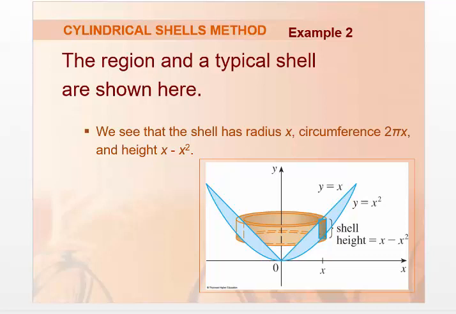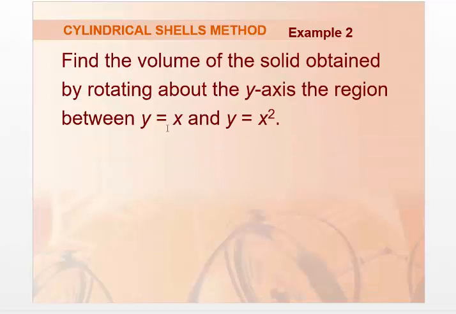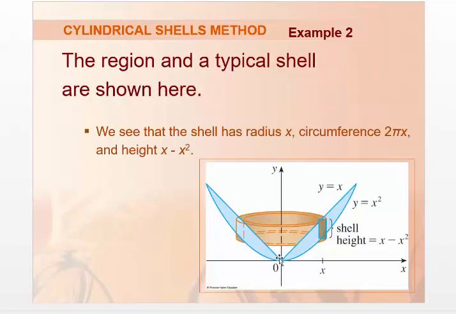Okay, so if you look here, the region of a typical shell is shown here. All right, so we're going about the y-axis. So the radius emanates from the y-axis. So the radius is just the x value. So the circumference here is 2 pi x. And the height of these shells is just given by the top curve, which is y is equal to x, minus the bottom curve. Okay, so you have to figure out where you're going to integrate from, obviously. So you have to look where does y is equal to x and y is equal to x squared the same? Well, that's x is equal to 0 and 1.